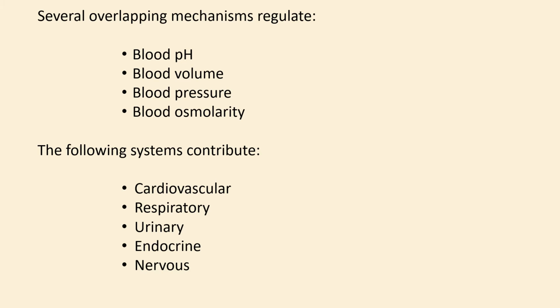All right, so the composition of your blood is strictly regulated, and there are many different organ systems that are constantly contributing to maintaining this pretty precise composition of blood. Your cardiovascular system, your respiratory system, urinary, endocrine, and nervous systems all play a role in maintaining these characteristics of blood: your blood pH, your blood volume, how much blood there is in your body, your blood pressure, and your blood osmolarity.